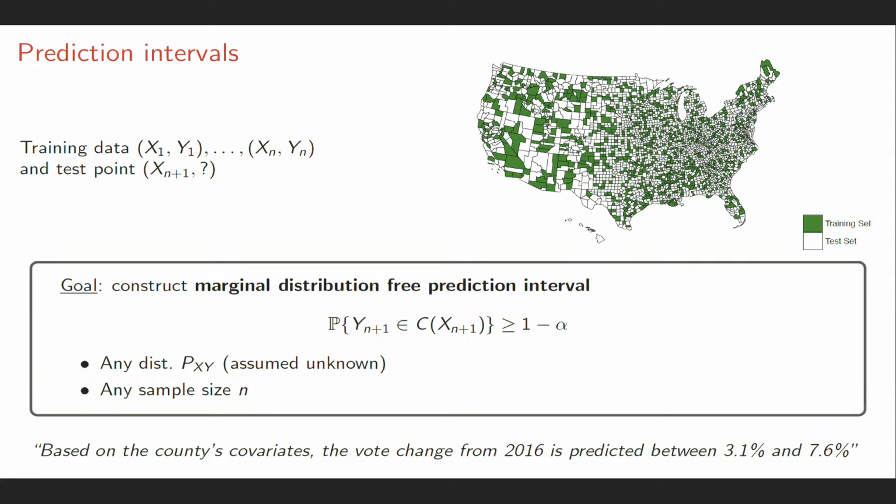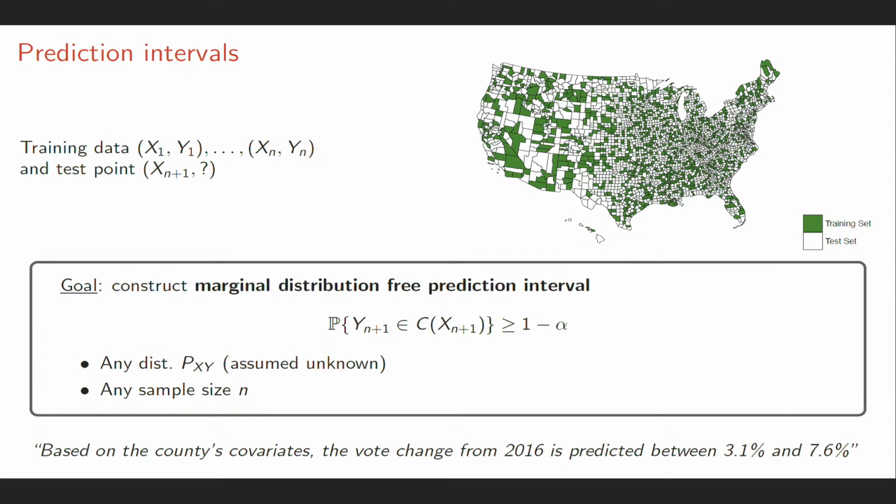And so the goal of conformal prediction, and of predictive inference in general, is to construct, on the basis of training samples, a range for a label Y that contains the label a certain fraction of the time, let's say 90% of the time.